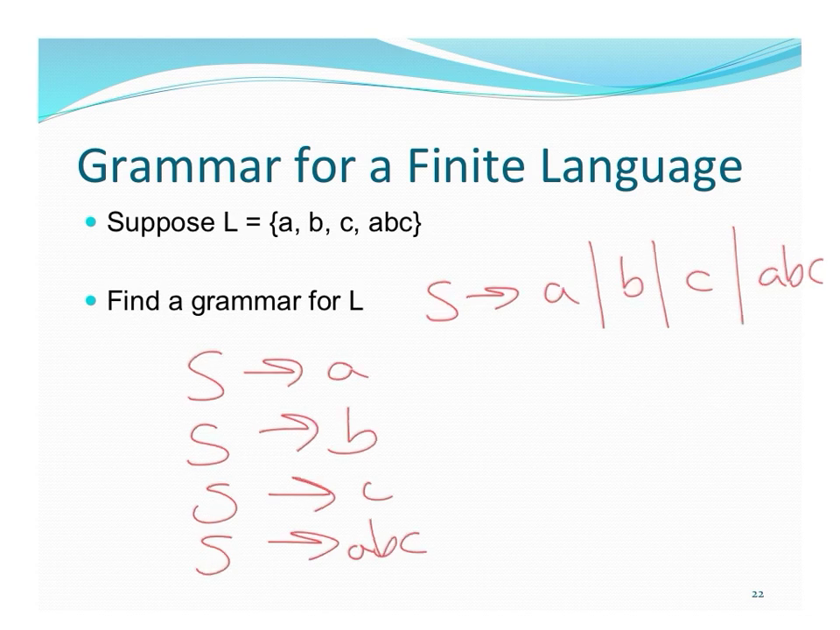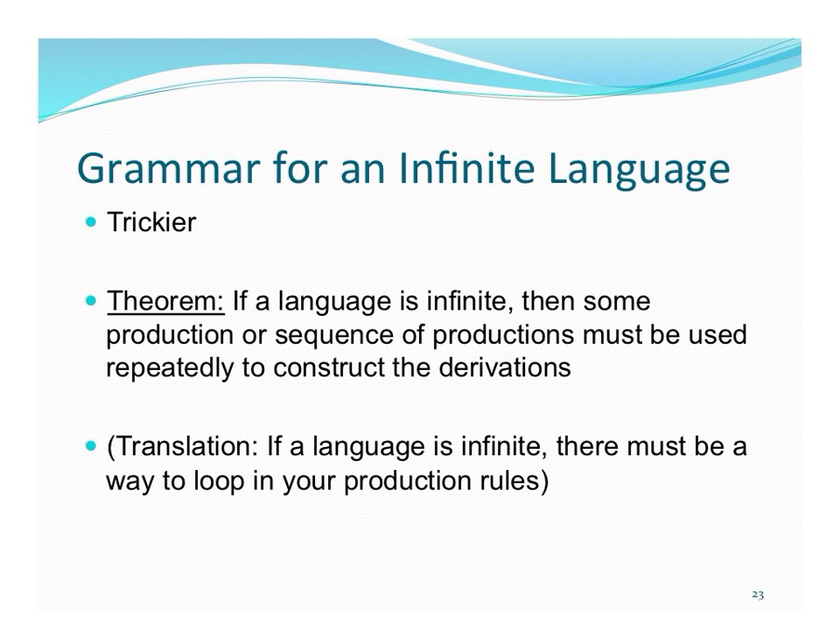A, S, B, or C. Of course, oops, sorry. It's trickier when you get to an infinite language. There's a theorem that says if a language is infinite, then some production or sequence of productions must be used repeatedly to construct the derivations. Let's do this next one here, A to the 2N, right? N is an N.